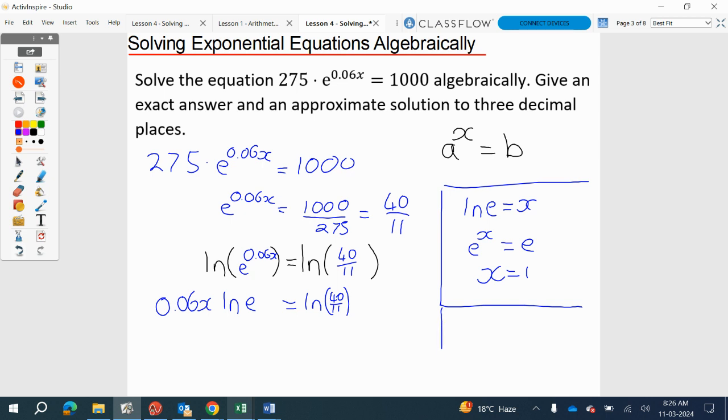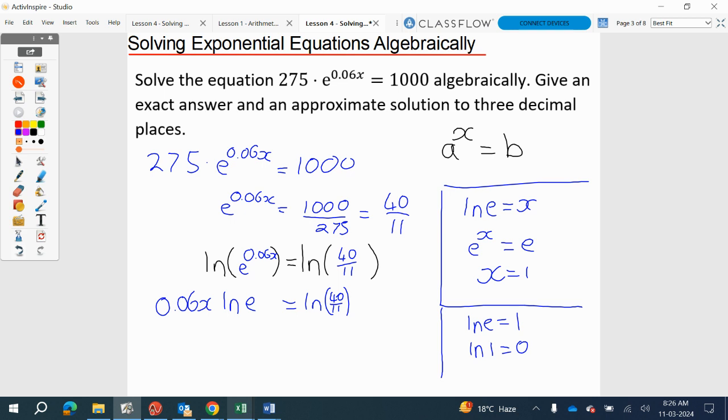Again, you can memorize this fact. This is really important to memorize. The natural logarithm of e is 1. The natural logarithm of 1 is 0. In fact, the logarithm in any base of the base is 1. The logarithm in any base of 1 is 0. Memorize these two facts. They make things much quicker and much easier.